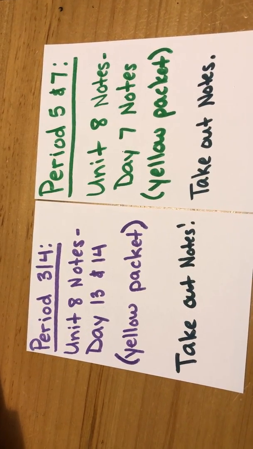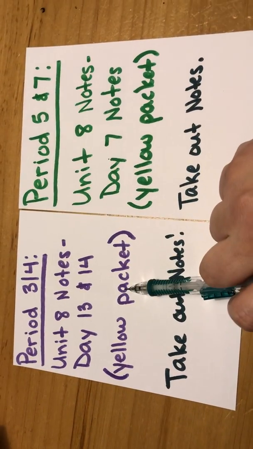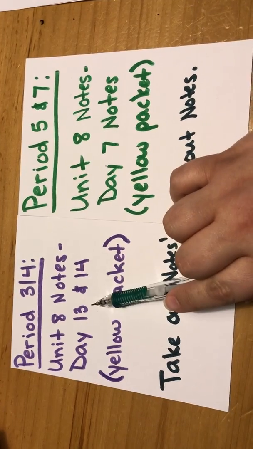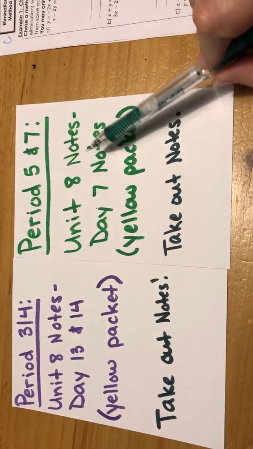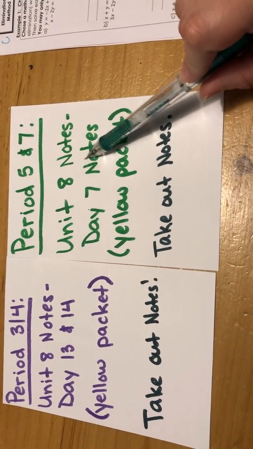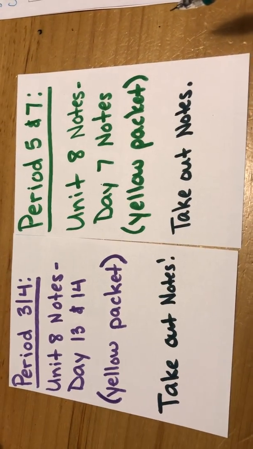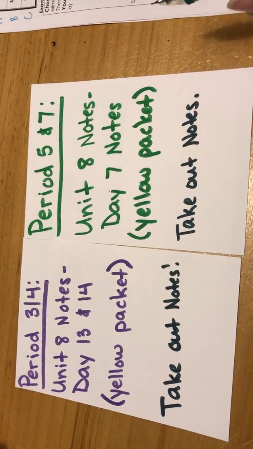Hey guys, first thing you need is your yellow notes packet for Unit 8. If you're my period 3-4, you need to go to day 13, and we're going to do both days. They're only 1 page each. And if you're my period 5 or 7, also Unit 8 notes, but you're going to day 7. We are going to skip day 6 for now, and I'll do that when I come back. So get your notes out. If you need to pause the video, pause the video.